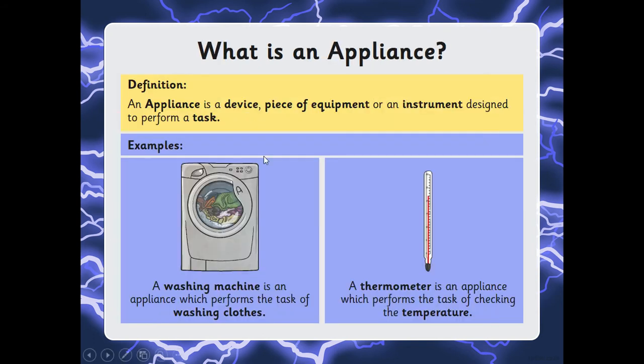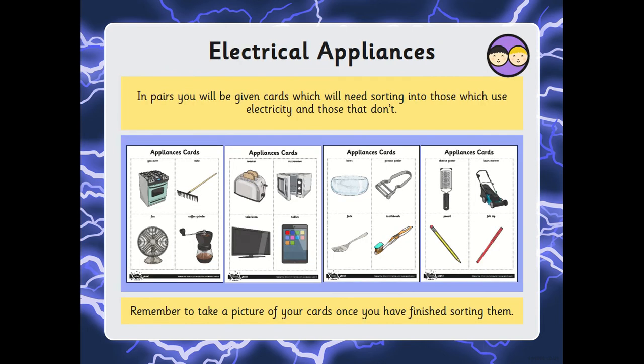So, what is an appliance? An appliance is a device, piece of equipment or an instrument that's designed to perform a task. So a washing machine is an appliance which performs the task of washing clothes. A thermometer is an appliance which performs the task of checking the temperature. So we can have all sorts of different appliances, as you will see, but the general rule is that they perform a task.